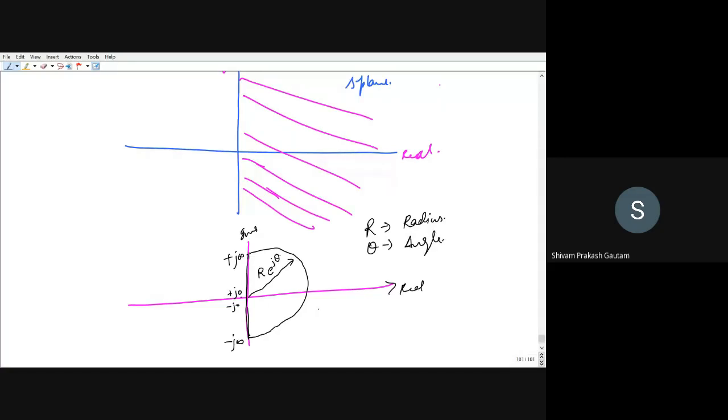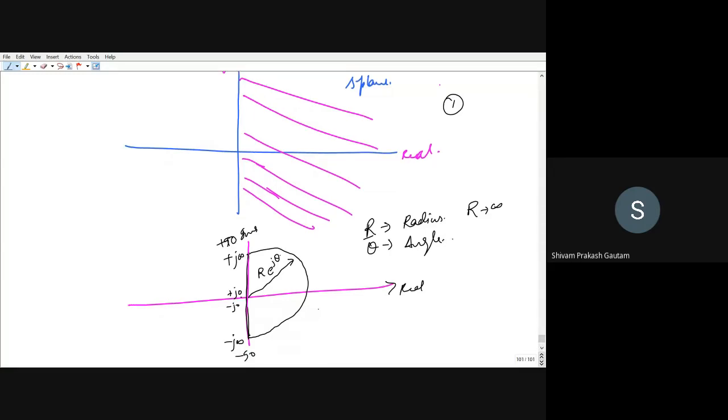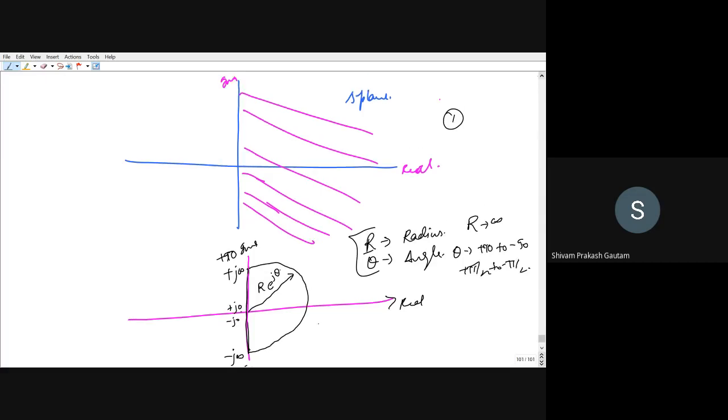And if you want to cover the whole right hand side, what should the value of r be? If you want to cover all of the portion of the right hand side, then r should tend to infinity, correct? And theta, the angle, should be from plus 90 degree to minus 90 degree. You can also write in radian, that is plus pi by 2 to minus pi by 2. If this is the condition, then we can say that the Nyquist contour covers all the open loop poles of the right hand side. It is a closed path.